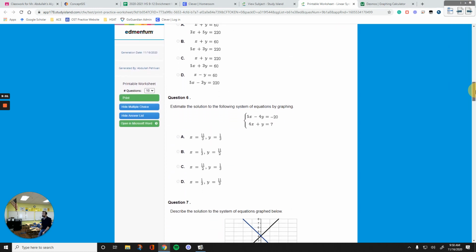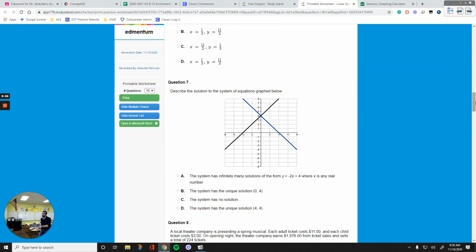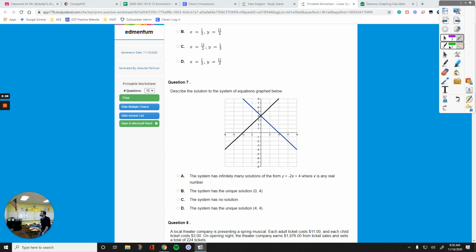Okay, this is the same. Use Desmos for this one. By the way, you can see the solution, it's easily seen over here that the solution is right there. It's over 0, up 4. The system has one solution at that point, which is B, I guess.